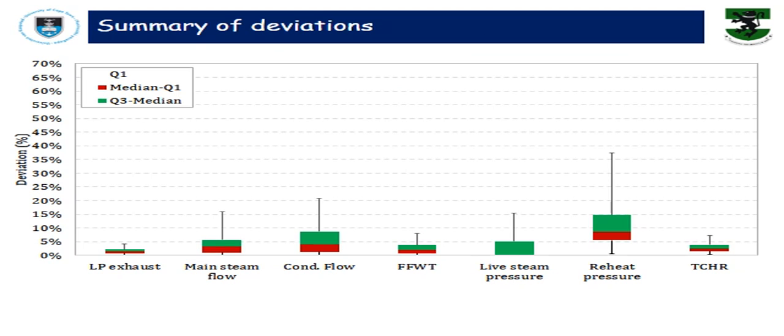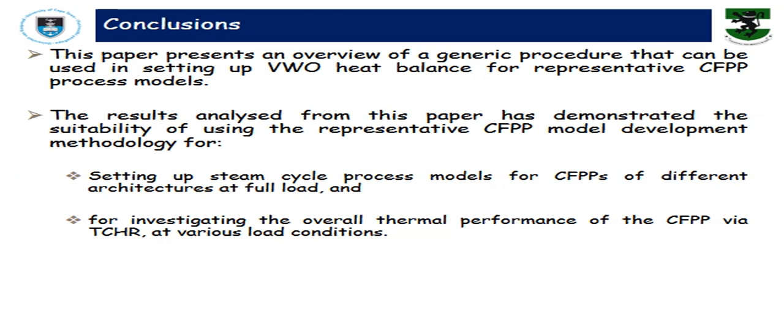In summary, when we look at other parameters, including the ones that have been mentioned, one can see a summary of the deviations that are seen for all the parameters. So the most important one to look at is the last one, which is the TCHR, which enables us to examine the overall thermal performance of the plant. One can see that for over 70% of the cases studied, the deviation is below 5%.